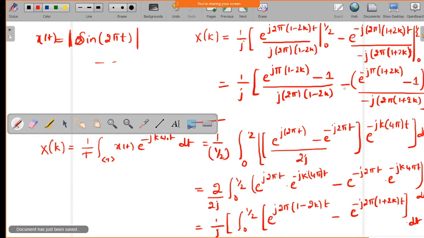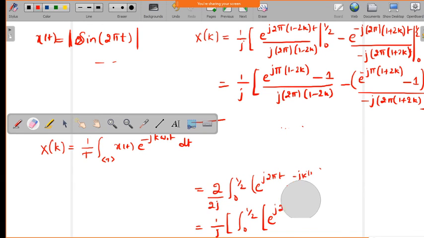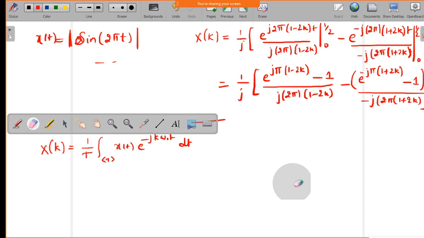Now the minus and minus cancel each other and you can put j inside, so you will get the final expression. Evaluate the final expression and tell me the answer. What is X of k? I won't do it, try to do it and tell me. Just rearrange the minus and plus terms, multiply the j term inside, and whatever you get is the answer.